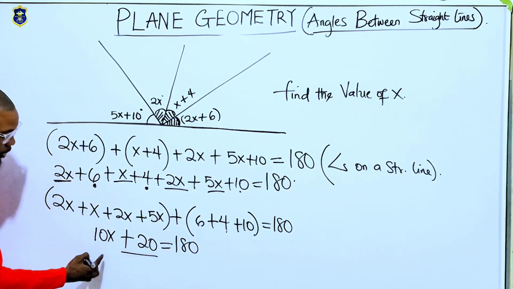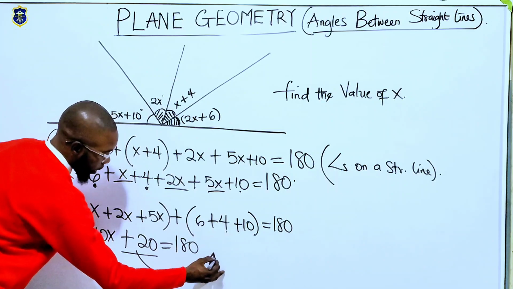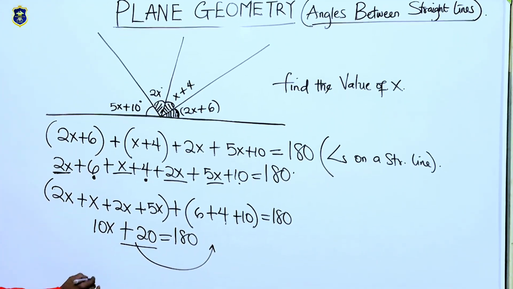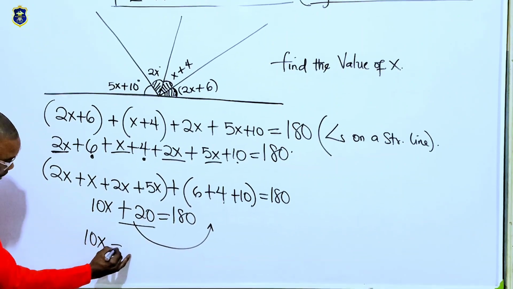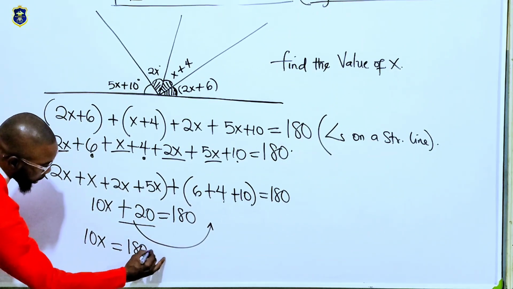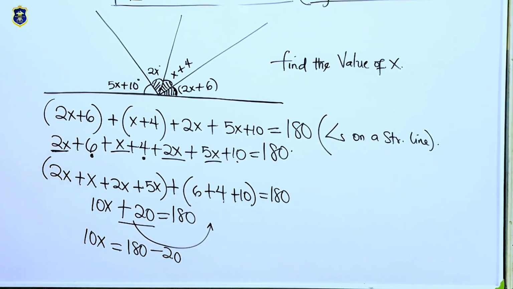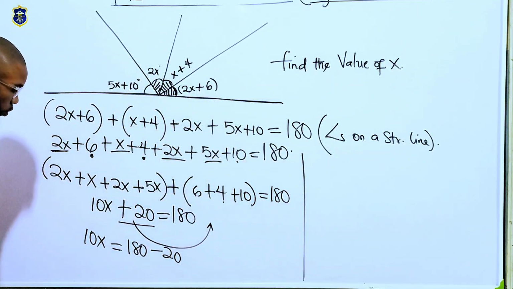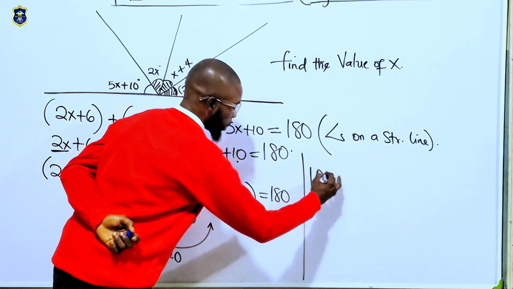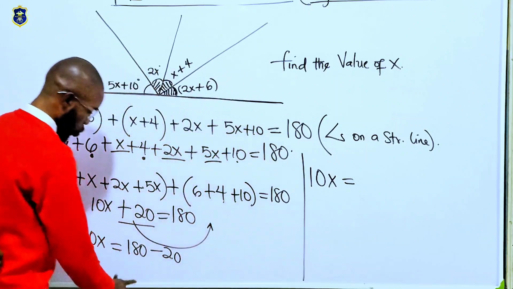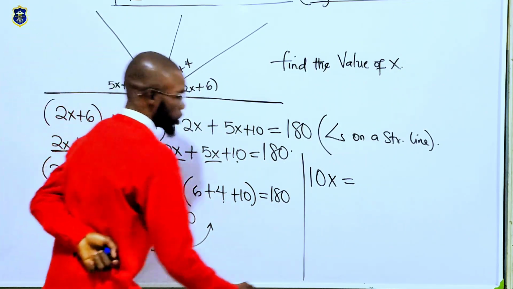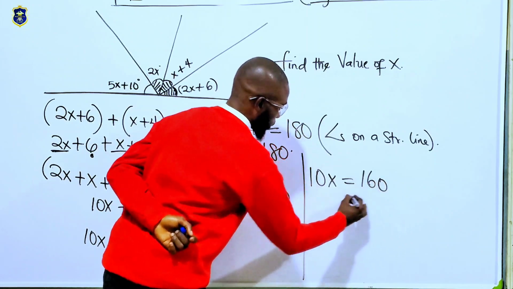Remember what we said? This one will leave here and come here. If it crosses the equal sign, the plus becomes minus, right? So with that, we're going to have 10x is equal to 180 minus 20, right? So 180 minus 20 gives us 160.